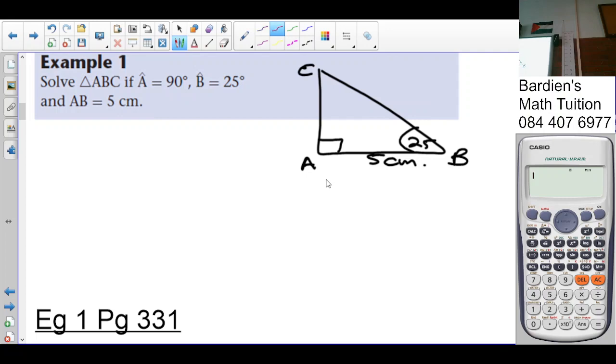Okay, so the question is solve triangle ABC. What does that mean? I must calculate all the unknown angles and all the unknown sides. We can start with the angle. How are you going to calculate angle C? Sum of angles in a triangle is 180, minus 25, minus 90. Work that out.